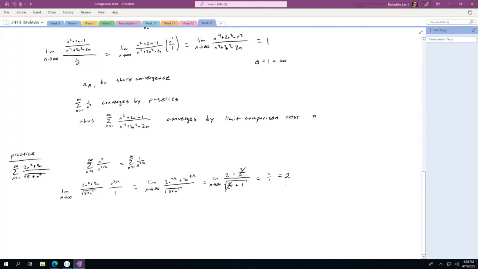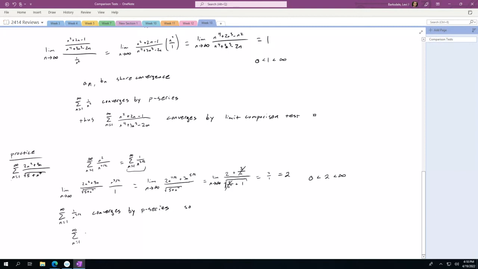So that's my limit. Now, because this limit 2 is between 0 and infinity, and is not 0 and is not infinity, what I have is that this series and this series share the same convergence. Now what you'll note is that the sum from 1 to infinity of 1 over n to the 3 halves converges, again by p-series. So we have that the sum from 1 to infinity of 2n squared plus 3n divided by the square root of 5 plus n to the 7th converges by limit comparison.